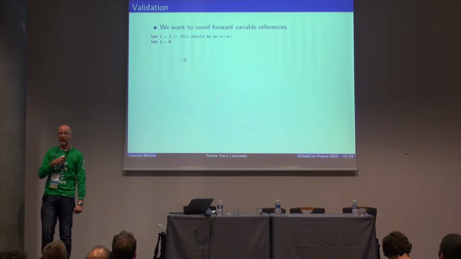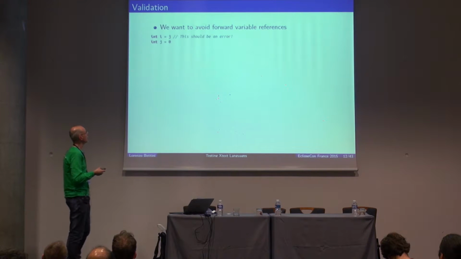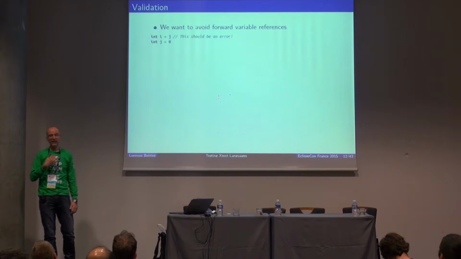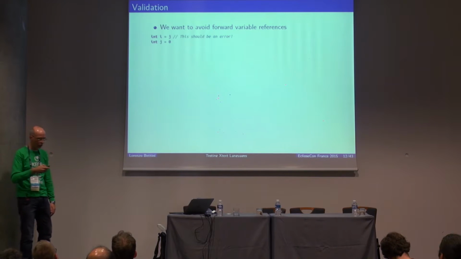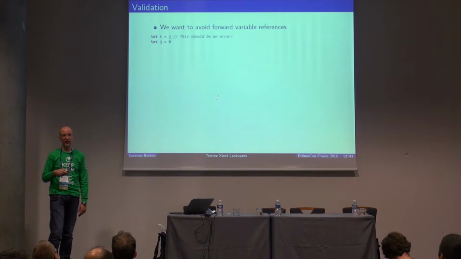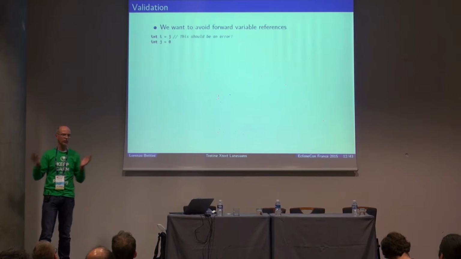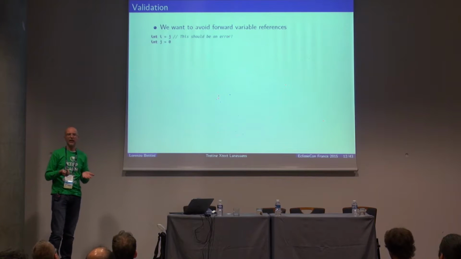Now let's come to the validation. Of course, after parsing, you have to validate your model. Let's say that in this DSL, I want to avoid forward references. So I don't want an expression to access a variable before it is defined, just as an example, okay? So usually you do that in the validator.